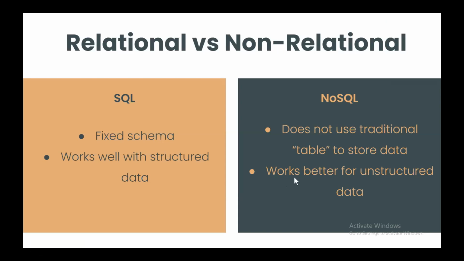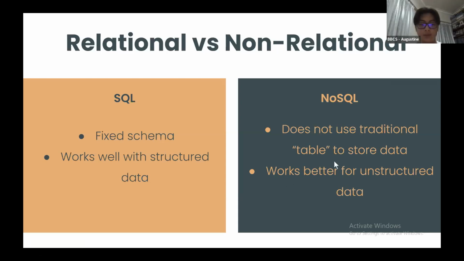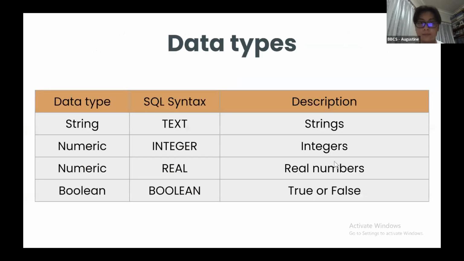Now for NoSQL, it doesn't use tables to store your data. You can use documents to store your data, but we're not going to be going through NoSQL in this workshop. The common data types for relational databases are quite similar to those in Python. So you have your text, you have your integer, you have your real, which is basically real numbers, and your Boolean, which returns true or false, similar to that in Python.